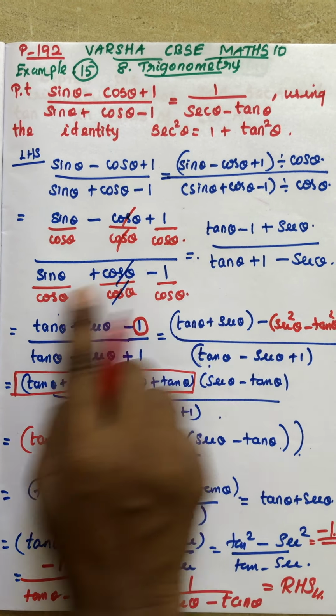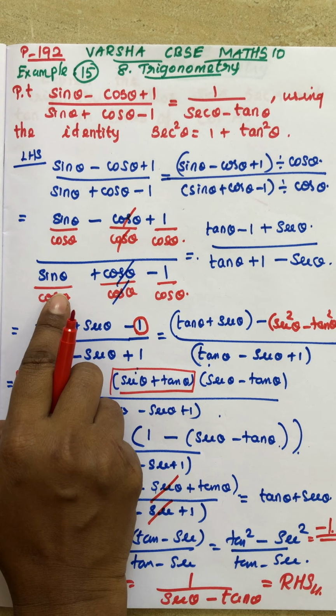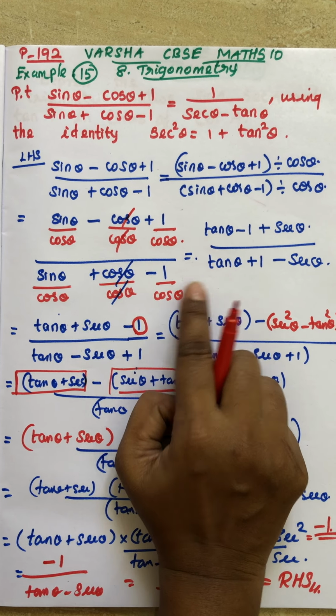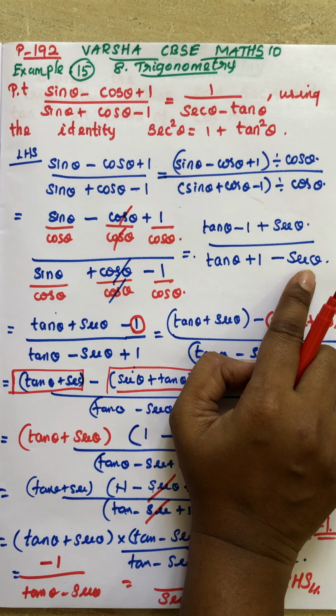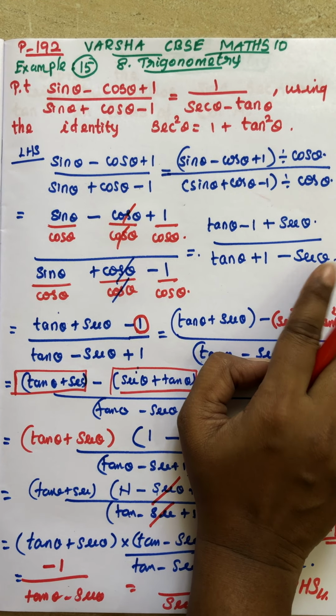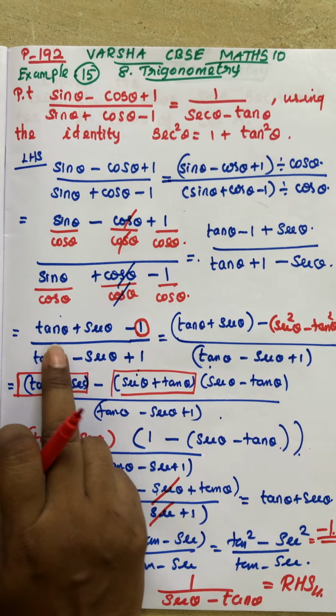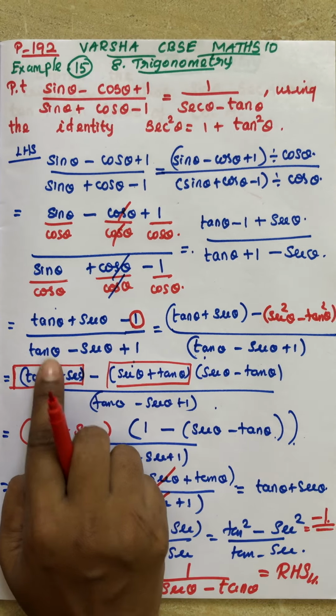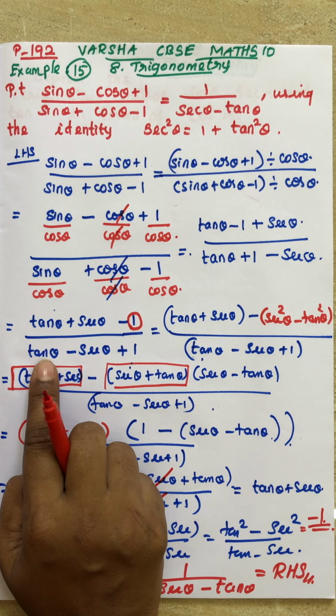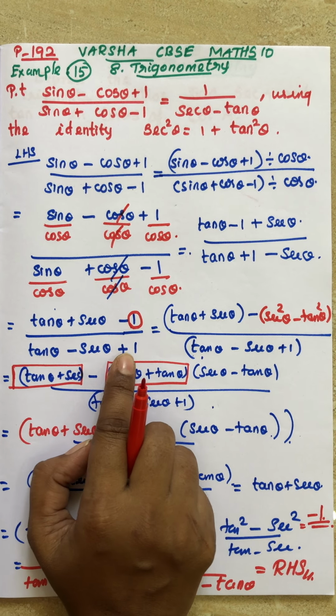Okay. So, the denominator you get sin by cos. Sin by cos is tan. Then plus 1. Then 1 by cos, the reciprocal, secant theta. Okay. So, what is the next step? We are just grouping tan theta plus secant. This minus 1 comes here. Denominator tan theta minus secant theta plus 1.